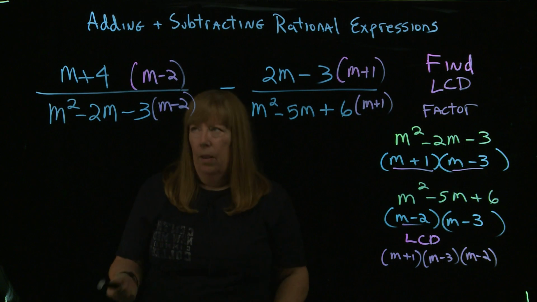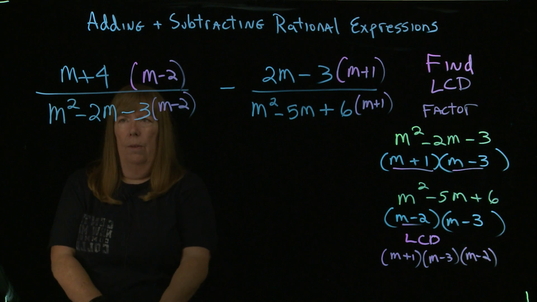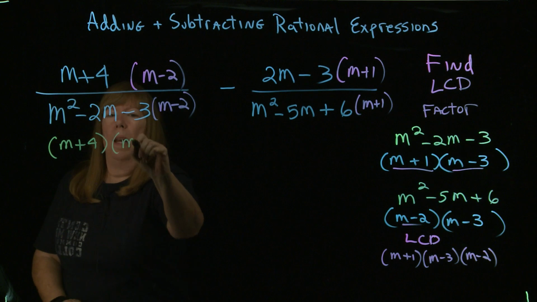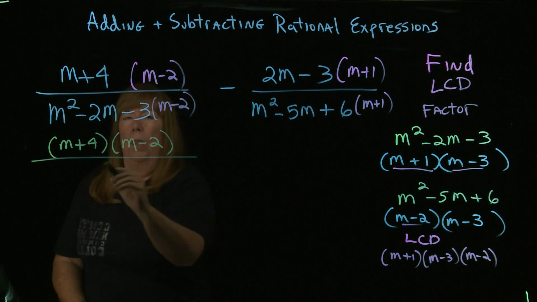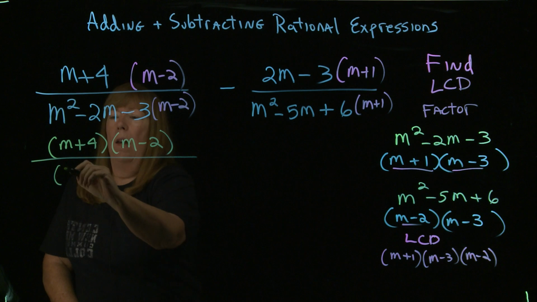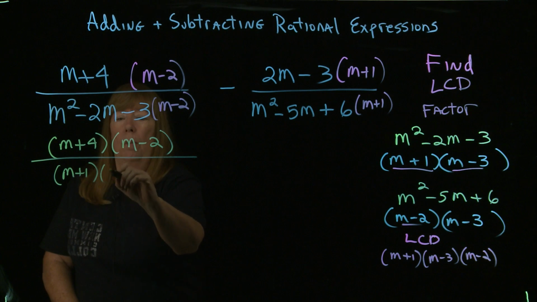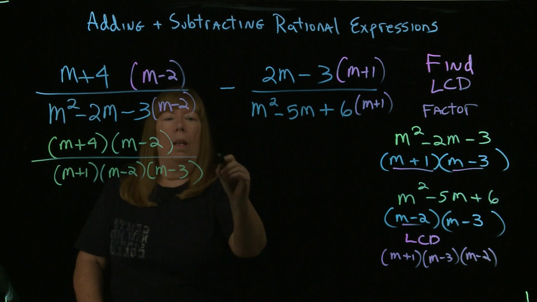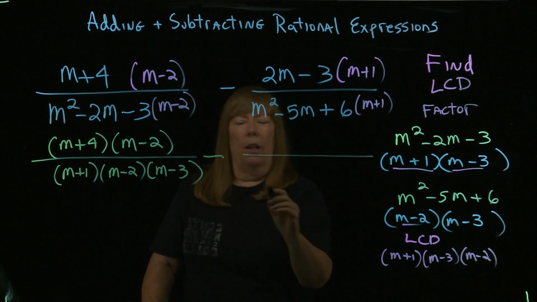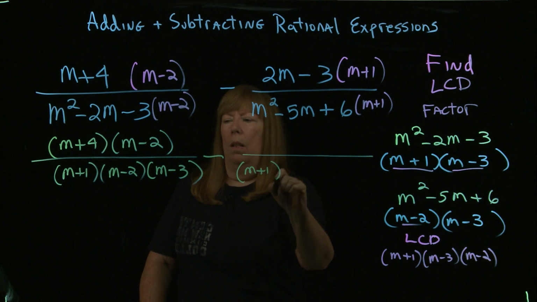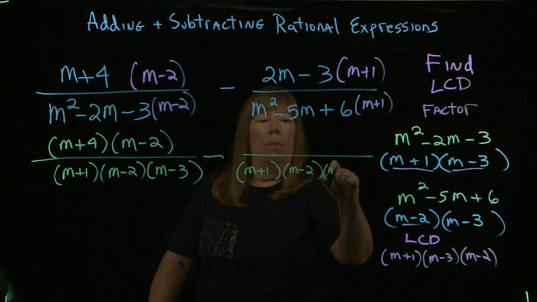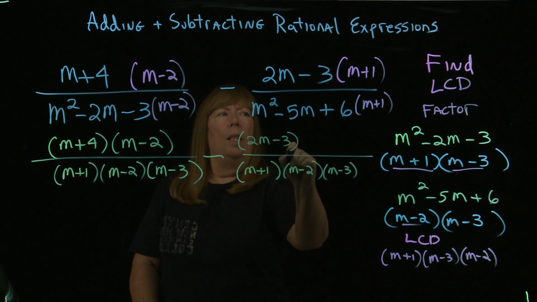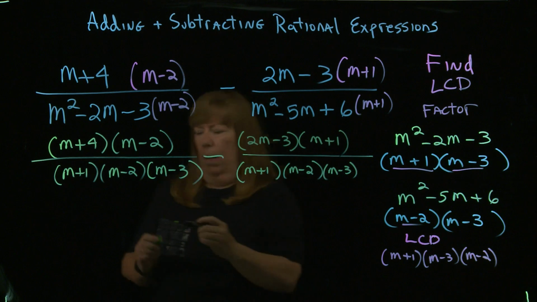Okay, now let's see what we got here. We have m plus 4 times m minus 2 over our new denominator, which is m plus 1 times m minus 2 times m minus 3, minus, got our same denominator here, m plus 1 times m minus 2 times m minus 3. And here we have 2m minus 3 times m plus 1.